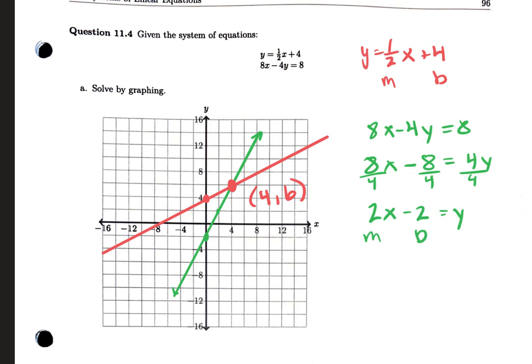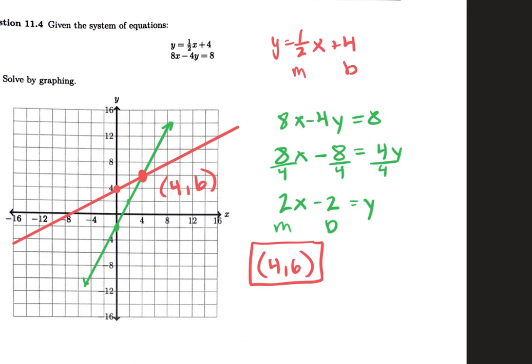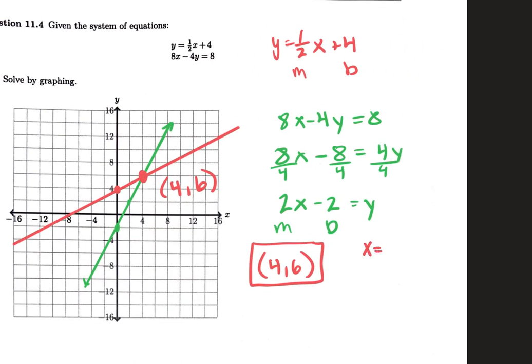So that means a couple things. So the solution to this is the point 4, comma 6. That is one way to write the solution. The other way you may see the solution is you may see it written out as x is 4, y is 6. That's another way to write the solution.